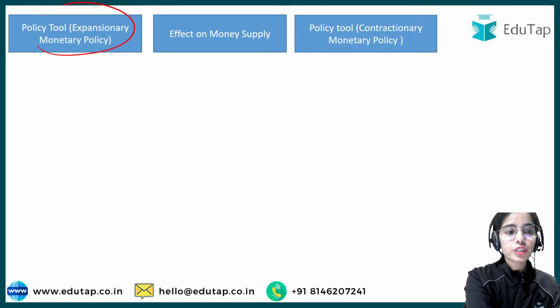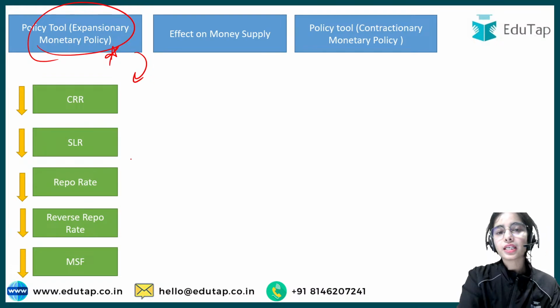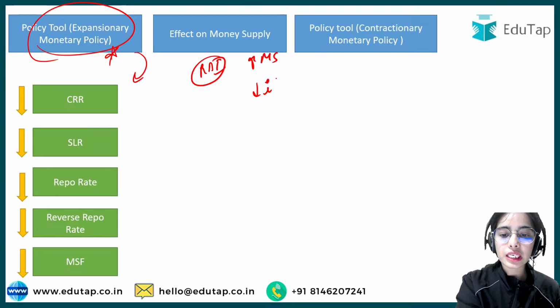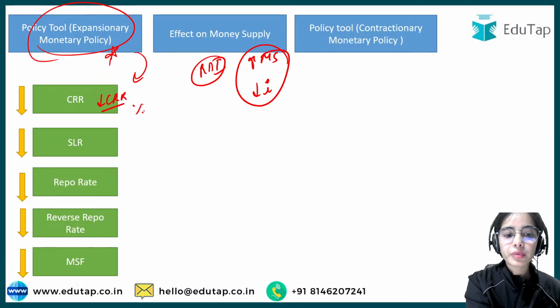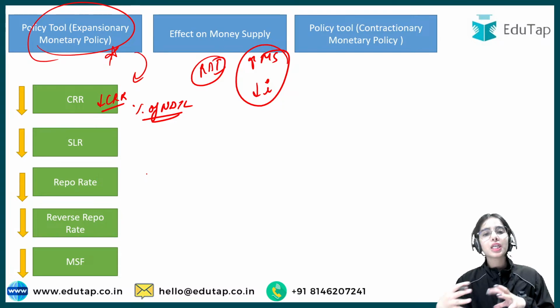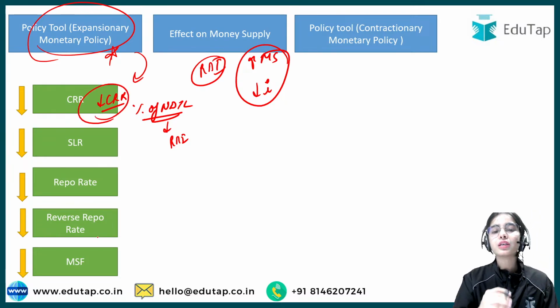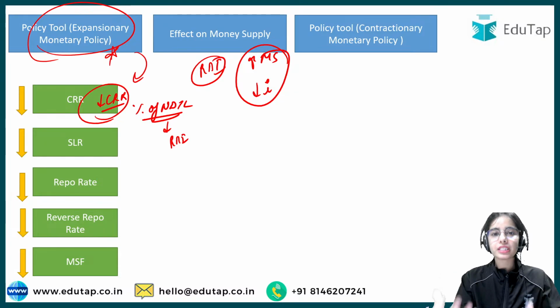So policy tools: expansionary monetary policy. Under the expansionary monetary policy, the RBI wants to increase the money supply or decrease the interest rate. So in this case, the RBI will decrease the CRR, which is a percentage of the net demand and time liabilities, the percentage of the deposits of the bank that the bank has to keep with the RBI. If the CRR is decreased, that means the bank will have to keep a lower percentage with the RBI and will have more to lend.